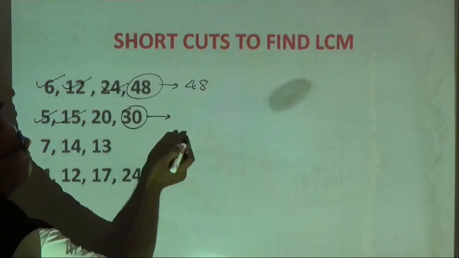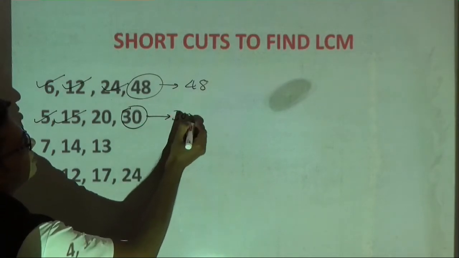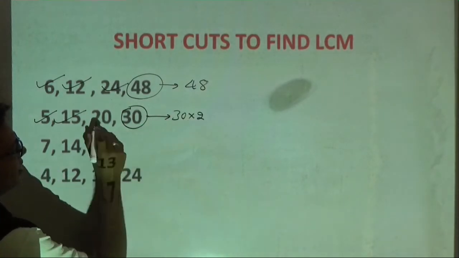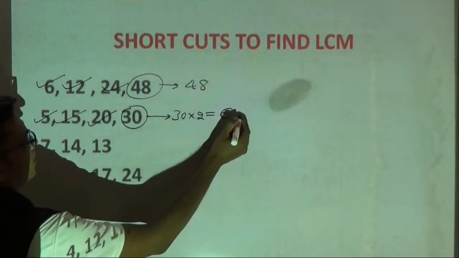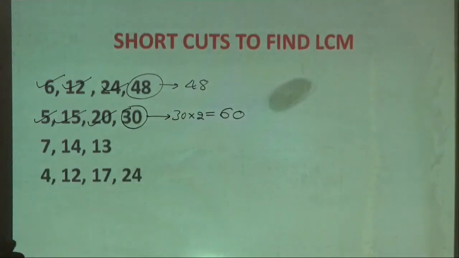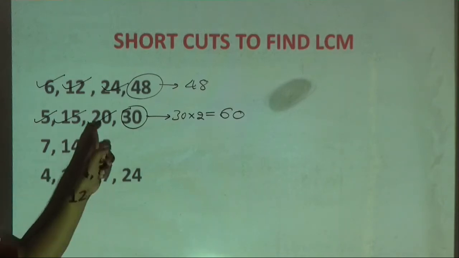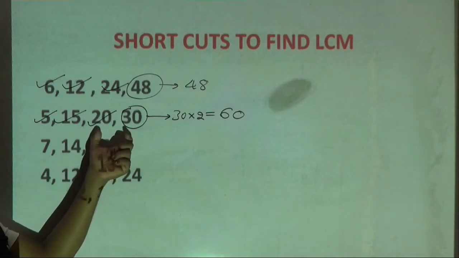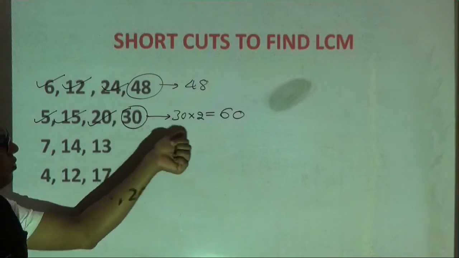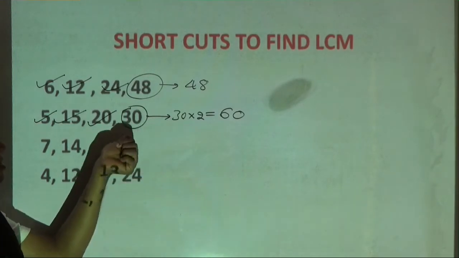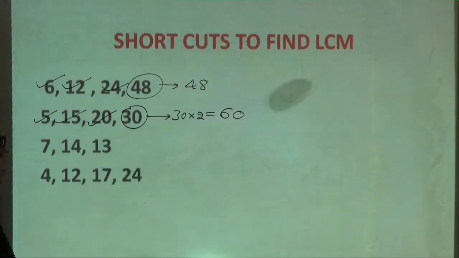You have to take the multiples of 30. 30 times 2 is 60. Can 20 divide 60? Yes, it can divide. Therefore your answer, the LCM, is 60. Just very simple. Among 20 and 30, 20 will not divide 30, so I took the multiple of 30. 30 times 2 is 60, and 20 times 3 is 60. Therefore my answer is 60.